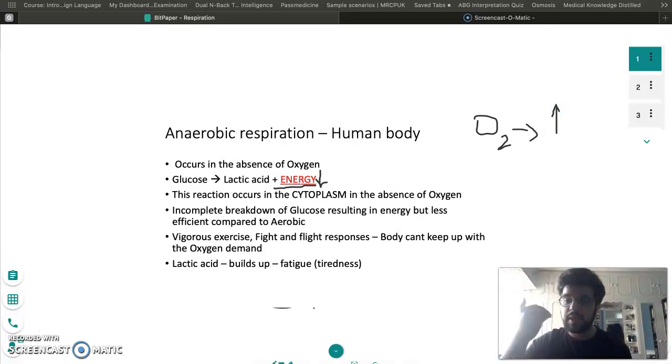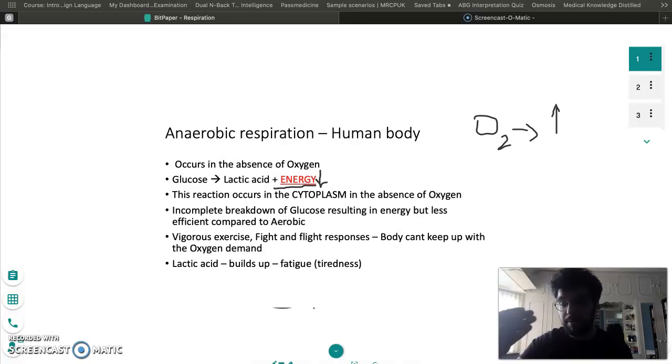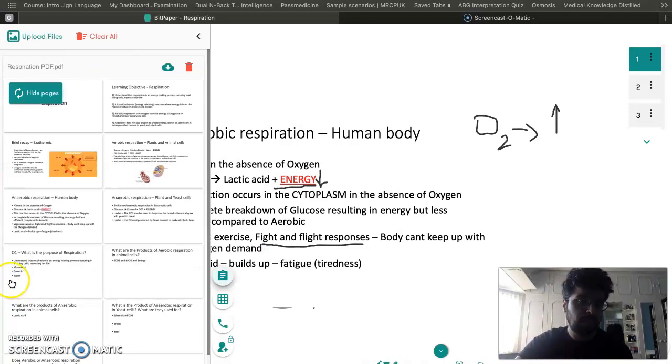And so you get the incomplete breakdown of glucose, you get less energy, you get lactic acid, but you get that rapid burst of energy, which you might need for only 5 or 10 minutes, or maybe even 1 minute, or maybe even 30 seconds in your fight and flight responses. So don't forget your fight and flight responses. We'll go through the whole neuronal aspects, for example your sympathetic nervous system, how that kicks in. You'll start breathing fast, your heart rate starts beating fast. So we'll go through all that as well, okay?